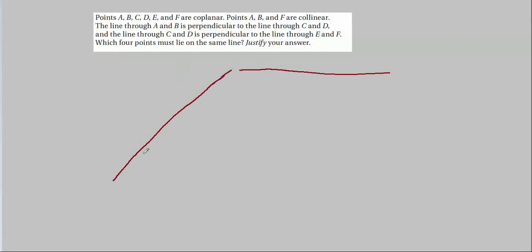But you take a shot at it. Let's pretend that's a plane there. Okay, that's the plane. And they're all in this plane. A, B, and F are collinear. Now, let's draw them that way.